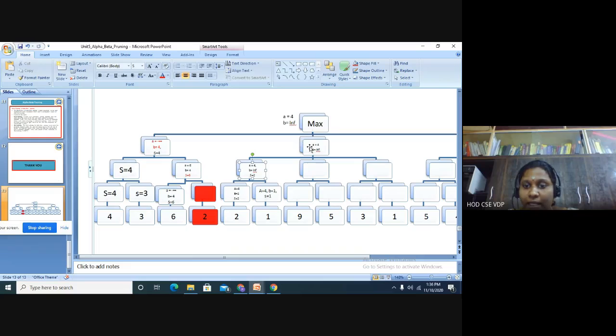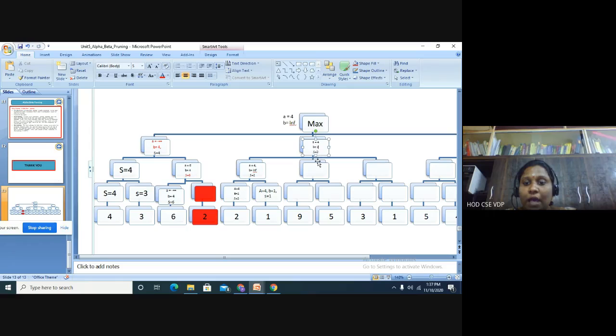Now going up one level higher, the value of S is equal to 2 goes up. Okay, and A is equal to 4 and B is equal to infinity still remains the same, and S is equal to 2 gets assigned to what? Minimization. So it is no longer for alpha, it is for beta, right? So beta becomes beta is equal to 2. This S value gets assigned to this value. Right?